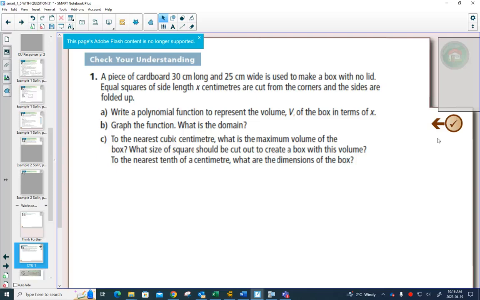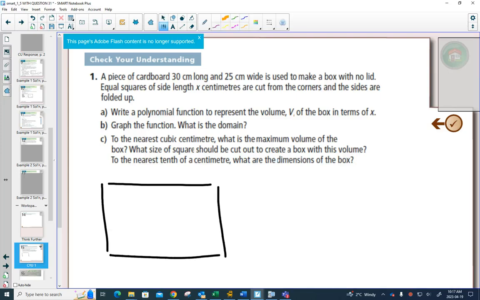Example 1 is also a great application of where this idea that we're doing can be used in real life. It's another volume question, and what we're starting with is a piece of cardboard that measures 30 centimeters long and 25 centimeters wide. And you're going to cut squares out of each of the corners.